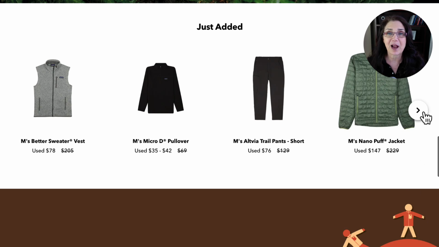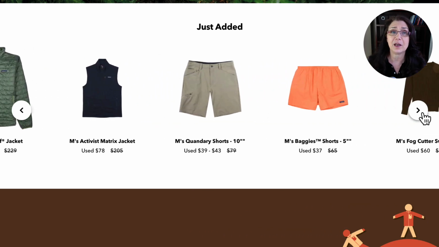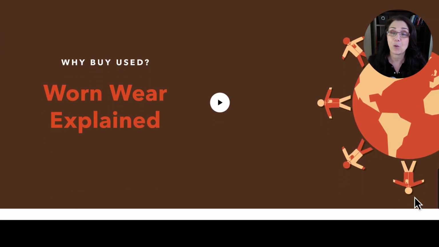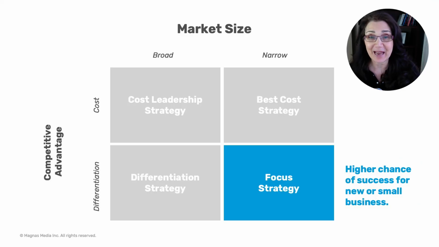So you can see here how they are a very good example of using the focus strategy, being focused on a market that specifically wants to be outdoors and also likes to protect the environment at the same time. Now, unless you know how to play global monopoly, chances are your business is going to be on the right side of the quadrant. You're going to be in the narrow market.